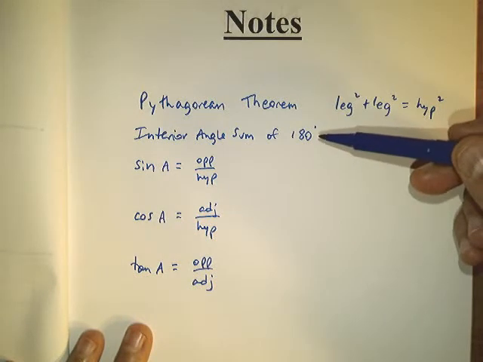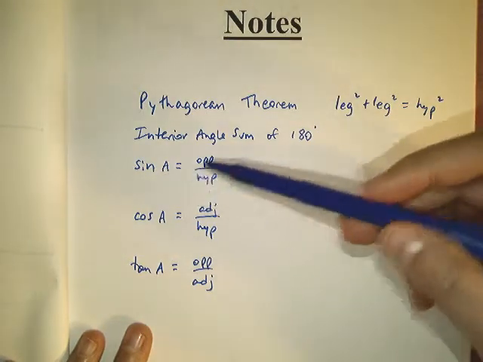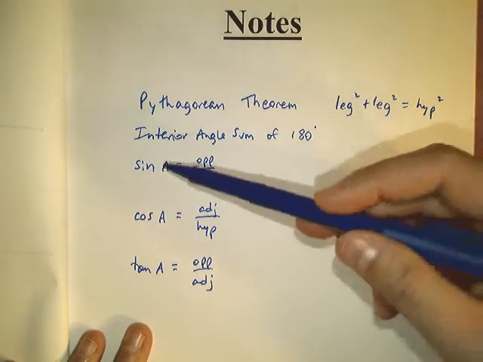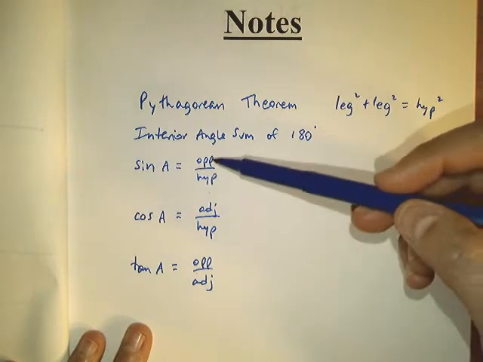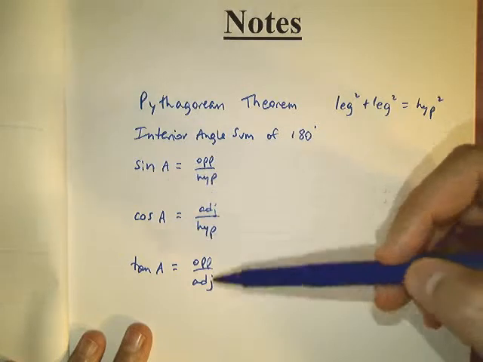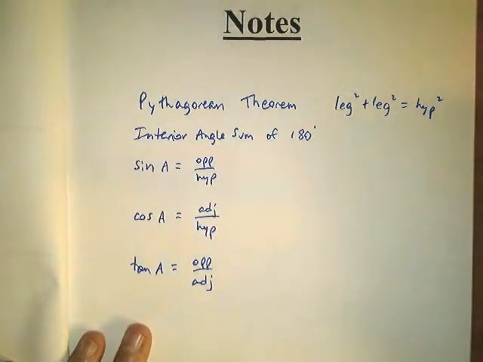If you have 2 angles out of 3, you can use the interior angle sum of 180 to find the third one. Or if you have any 2 out of the 3 of these things, if you have 2 sides and an angle, or an angle and a side, you can find the other thing by using sine, cosine, or tangent.